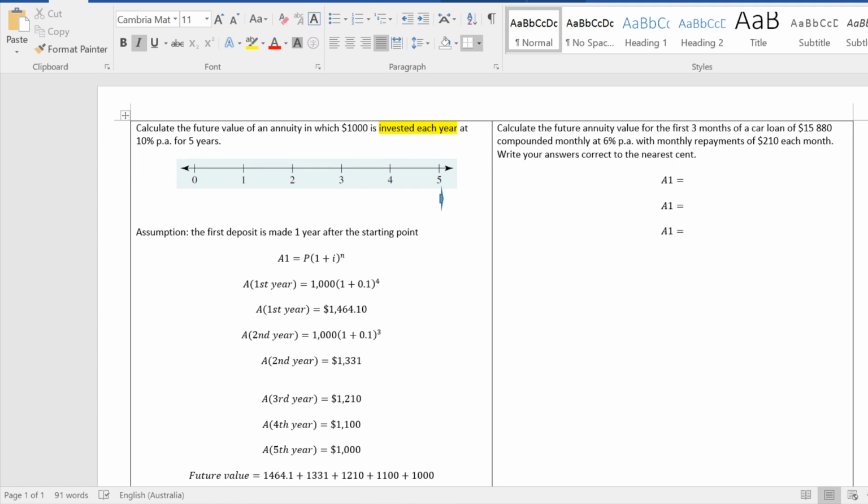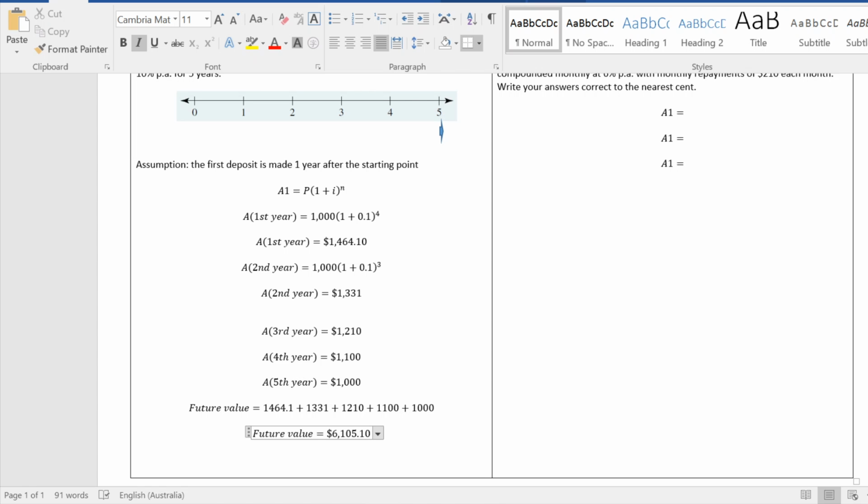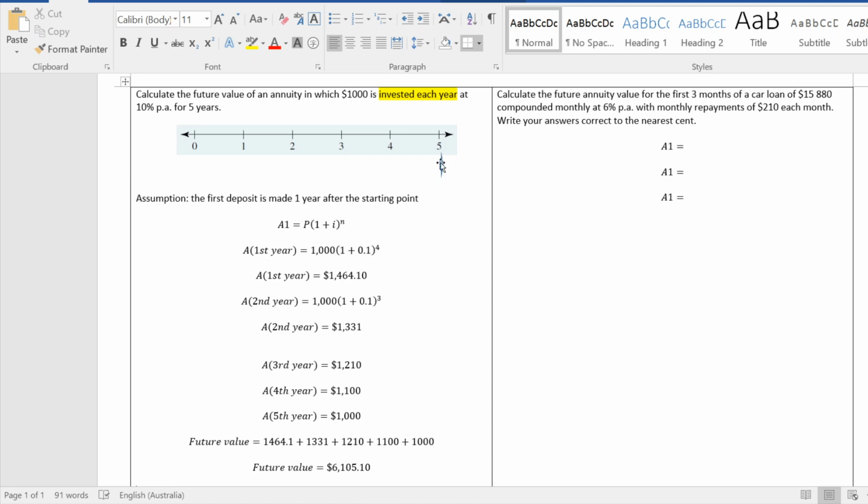Okay, over the 5 years we deposited $5,000 and it's grown to $6,105.10. Now, obviously, if we put all $5,000 in based on those conditions at the very start, we'd have ended up with a lot more. Just for argument's sake, I'll work that out now. So if we just deposited that $5,000 at 10% per annum compounding yearly, we'd actually have ended up with $8,052.55. But that's how annuities work. They deposit $1,000 every year, and that's what they ended up with. Okay, so there's the future value of the annuity using compound interest.